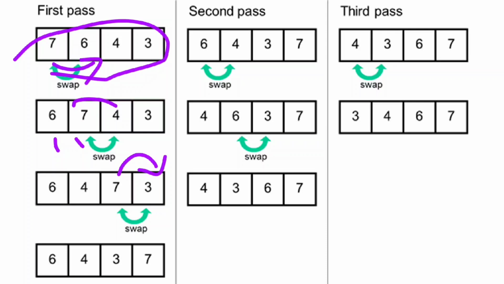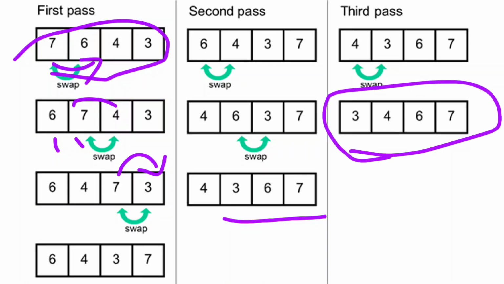The second pass is the same. The first node moves to the second node, the second node also moves to the third node, and the third node also moves, and you get this answer. In the third pass you get 3 4 7. Now you can see, is this ascending order or descending order?